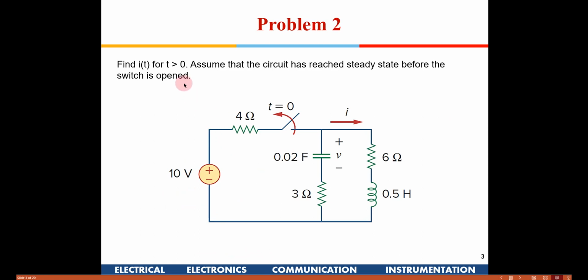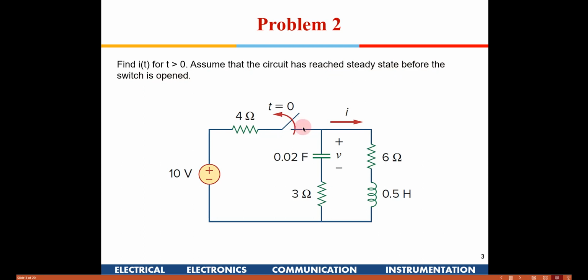For the second problem, it says find i(t) for t greater than 0. So i is shown here. Assume that the circuit has reached steady state before the switch is opened. So the switch is initially closed out here.